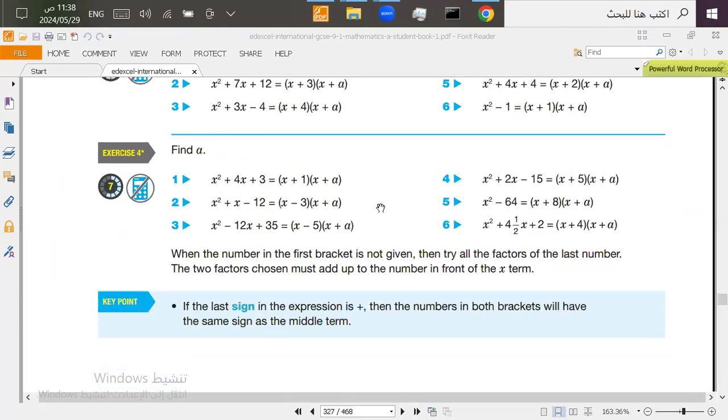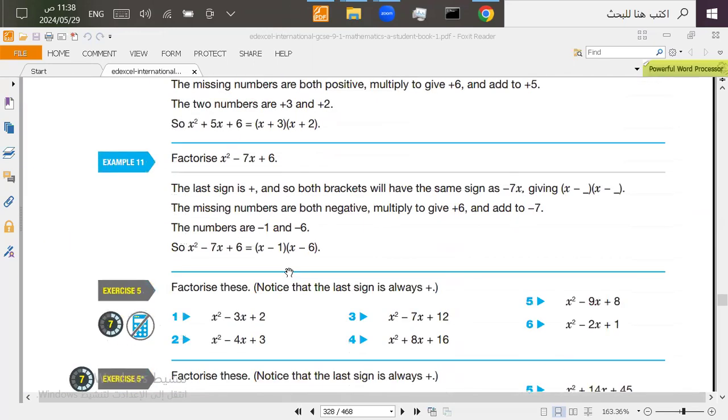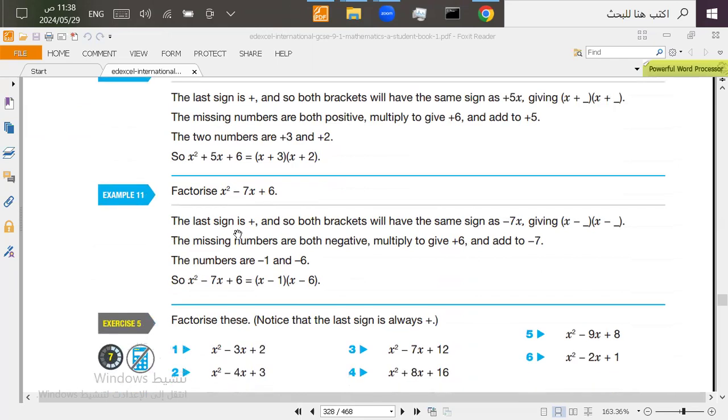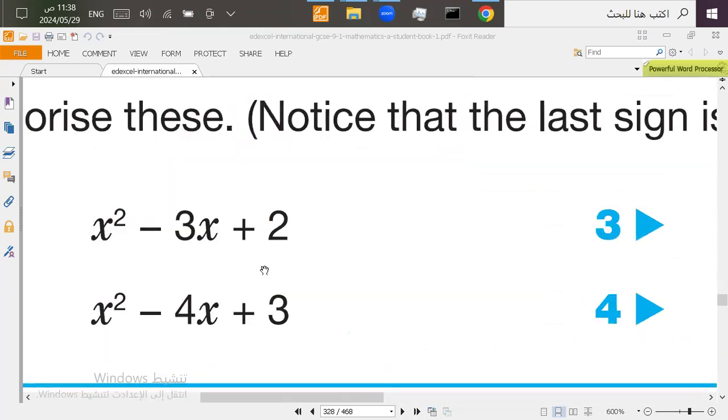Same idea with this one, same steps. Factorizing these, let me explain. We already explained if the sign is positive, it means same signs, plus addition, and both of them will be positive. If it's negative, same signs, both of them will be negative. So focus on this.